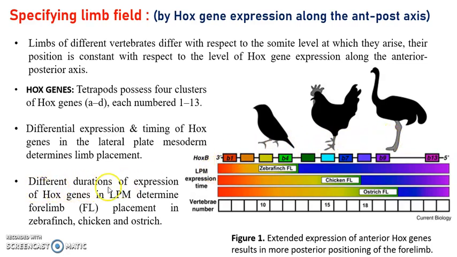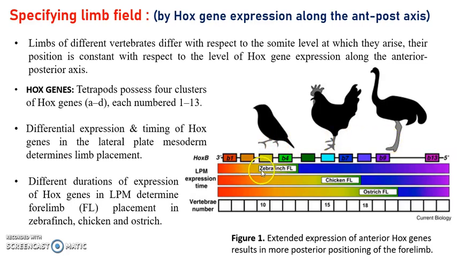So the different durations of expression of Hox genes in the lateral plate mesoderm determine the forelimb placement. For example, the anterior Hox B genes like B1 and B4, and the posterior Hox genes which are B7, B9 and B13. So the anterior Hox gene expression differs in the 3 species of birds.